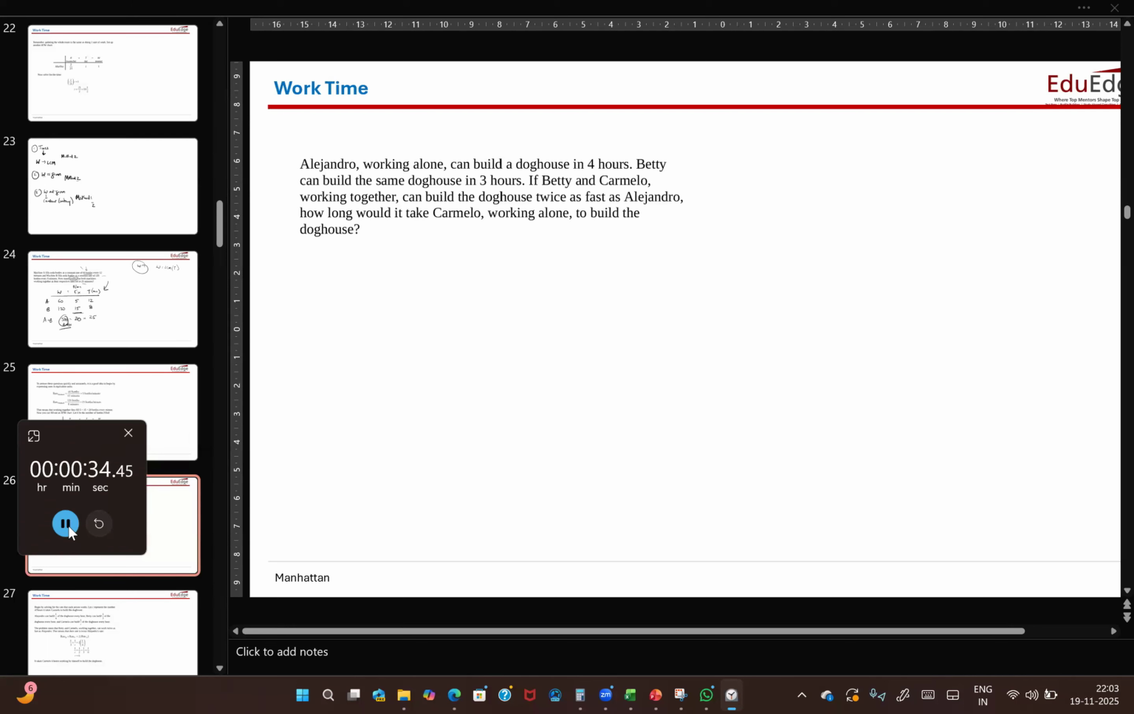Okay, but I want to use LCM, I think. They build it twice as fast as him. So 1/4 plus 1/3 plus 1/C is equal to 1/2. So 7/12 plus 1/C is 1/2.